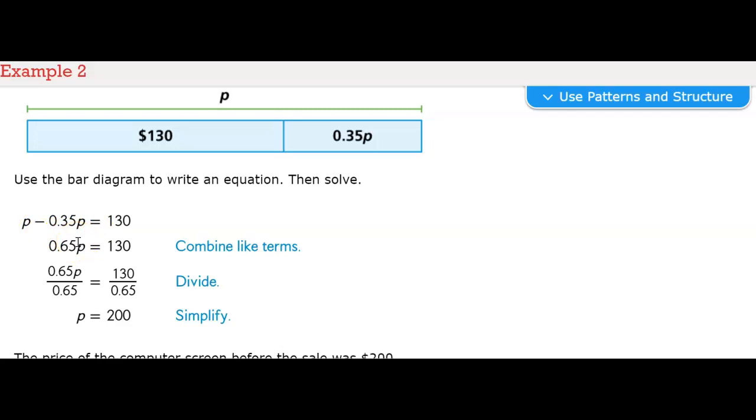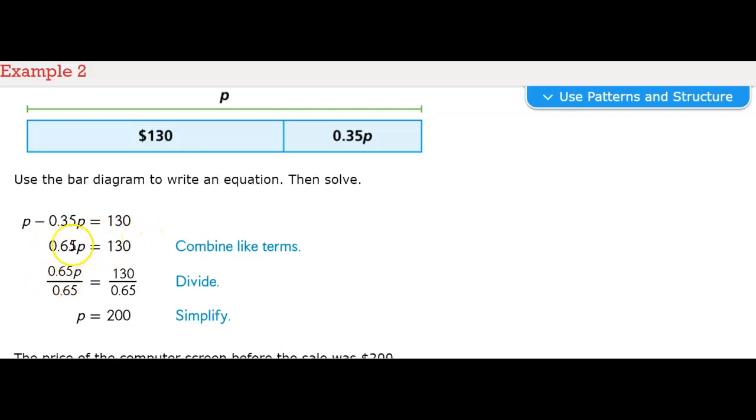What they didn't show here, I don't know why, is that 100% minus 35% will leave you with 65%. So 65% is this decimal 0.65 here. That represents how much of the cost of the screen she is going to pay for. So instead of subtracting that 35%, all they did was change it to the percent that she is going to pay for. So 65% times P is equal to $130.